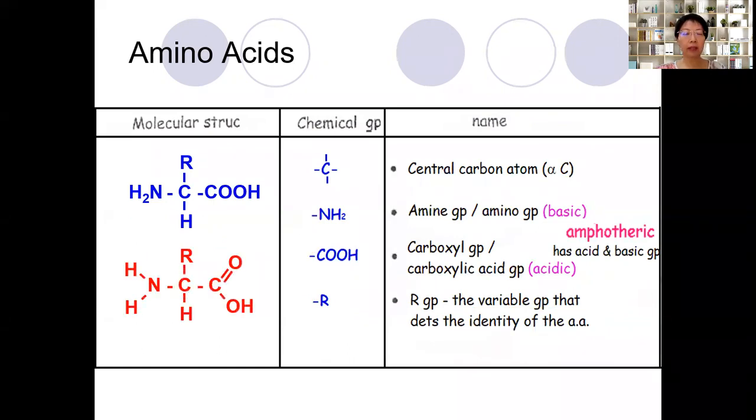The amino acid molecular structure can also be drawn in a fuller form, where it shows you where the H and the O and OH are located in the amine group as well as the carboxyl group. This amine group and carboxyl group can be charged as well, which I'll show you in the next slide. By the way, a molecule which has both a basic and an acidic group is called amphoteric. So amino acid has the amine group, which is basic, and the carboxyl group, which is acidic. So amino acid is considered an amphoteric molecule.